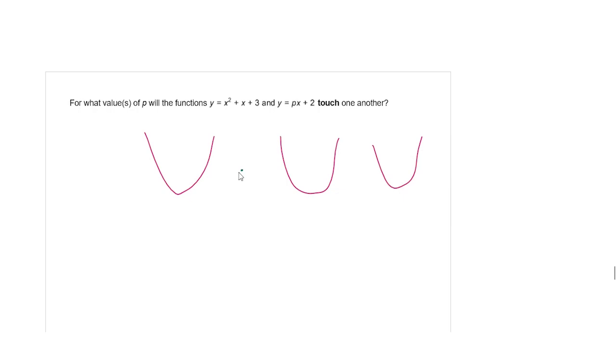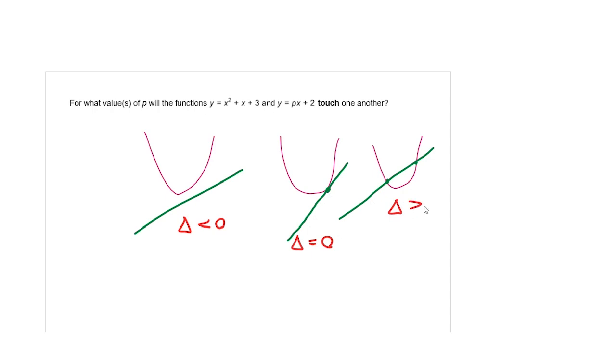that could happen. They could miss one another. The straight line could just touch the parabola at a single point, or in fact the straight line could cut the parabola at 2 different points. And when we solve the equations simultaneously, we'll get a quadratic equation. In this case over here, the quadratic equation will have no roots, and so delta must be negative. In this case over here, the quadratic equation will have equal roots, so delta must be 0. And in this case over here, delta must be greater than 0.